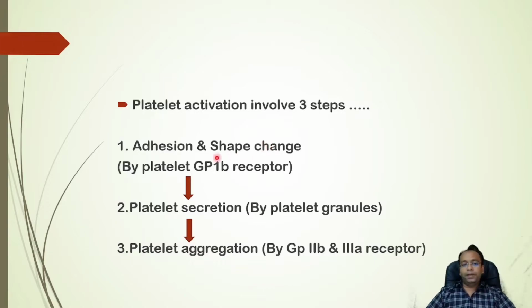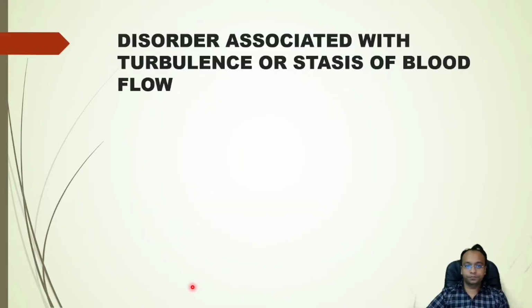All right. Platelets also have a role in thrombus formation. Platelet activation involves three steps. First, platelets will adhere to the endothelial surface by the GP1B receptor. Then they will secrete from their granules, and finally they will get aggregated together by the receptor GP2B/3A. So adhesion, secretion, and aggregation are the sequential steps of platelet activation, which will help in formation of the hemostatic plug. All right. Now, the second factor for development of thrombosis, if you remember, was abnormal blood flow.